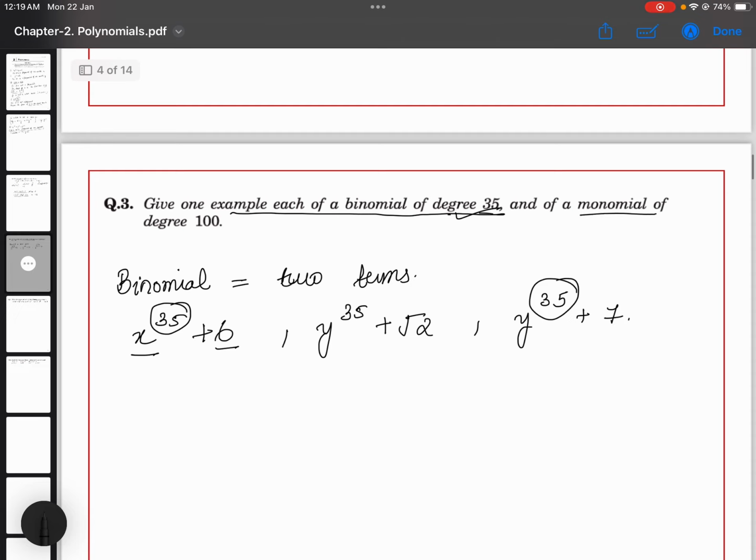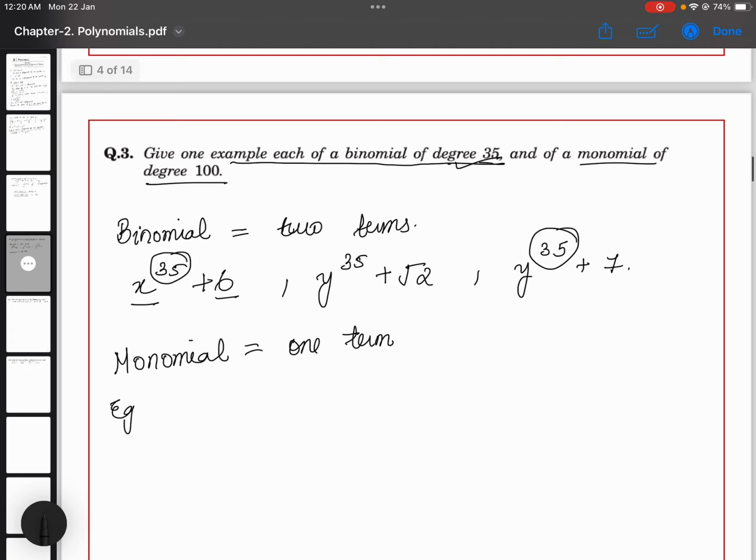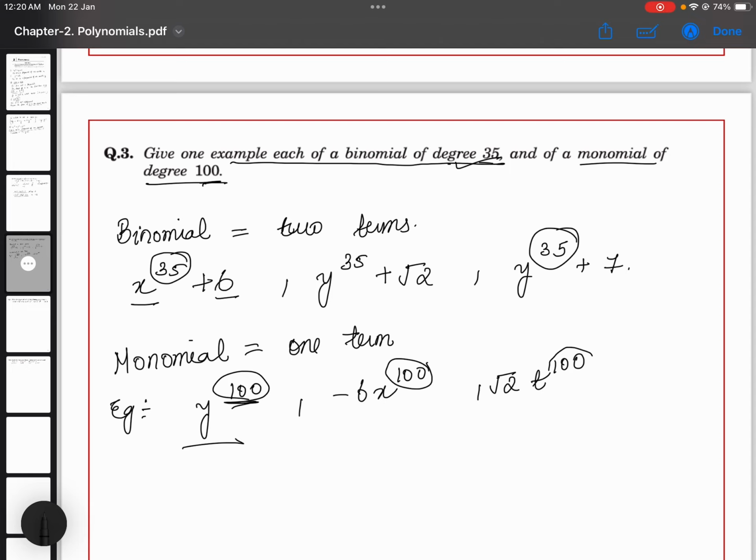Now they're asking us for a monomial of degree 100. And remember, a monomial should have only one term, okay? So the example for this is going to be, same thing again, y to the power 100, you can give this, minus 6x to the power 100, or root 2 t to the power 100, okay? Just remember that it should have one term and the degree should be 100, clear? And there's just going to be one term, clear?